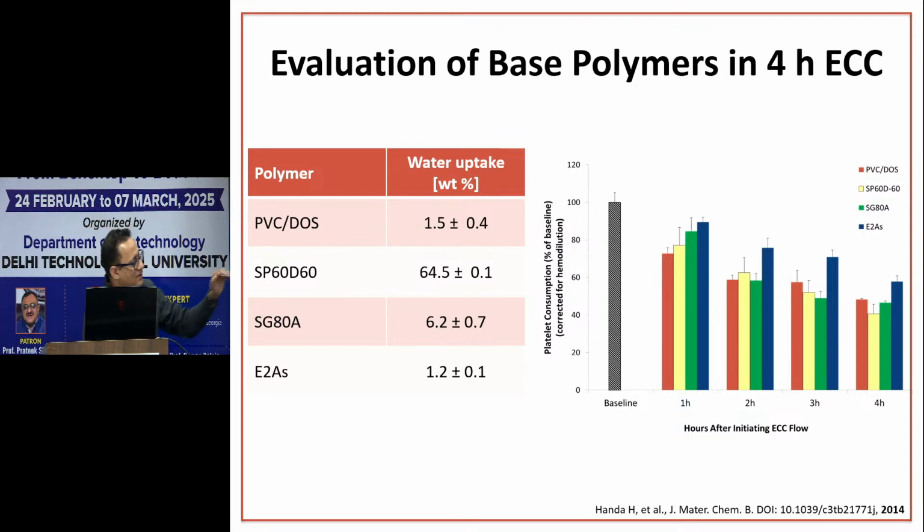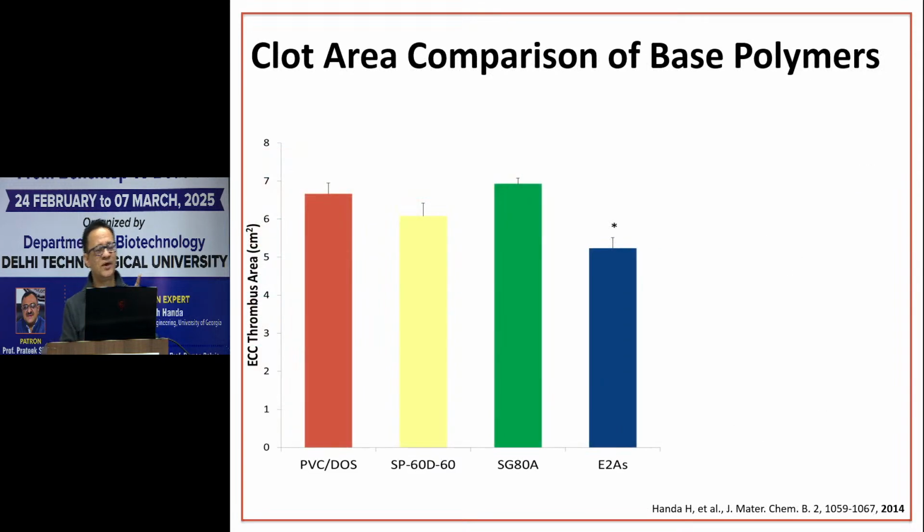The reason is, this is platelet count every hour. I told you in that ECC model, every hour we draw blood and we count platelets. So when we did the every hour platelet count, we saw this E2AS material maintained the platelet count the best. Yes, it dropped to 60% at 4 hours, the blue one. But it was better than the other 3-4 polymers that we tested. Then I also told you in that ECC model that at the end of the 4-hour study, we look at the clot formation in the chamber. So we found out that clot formed on E2AS was the smallest out of the 4 polymers.